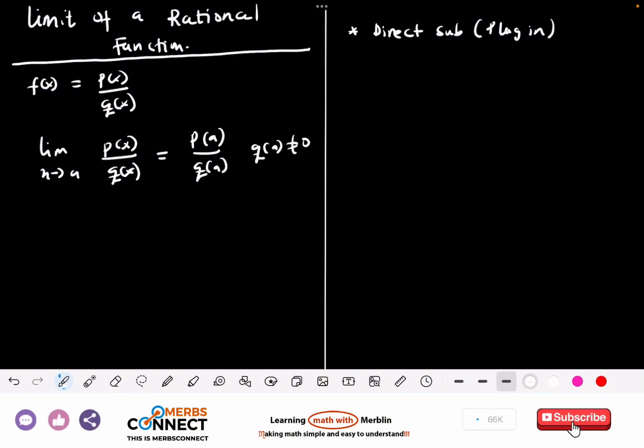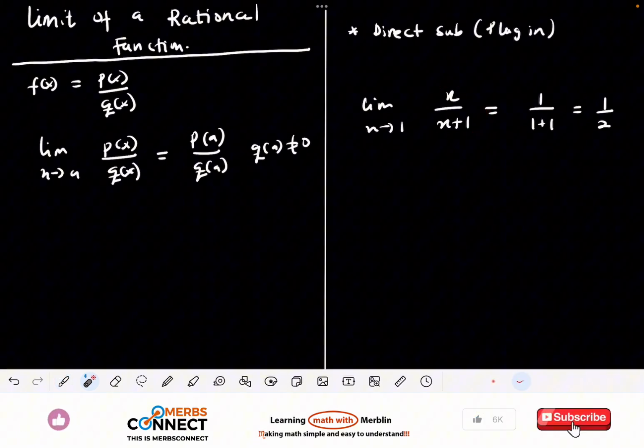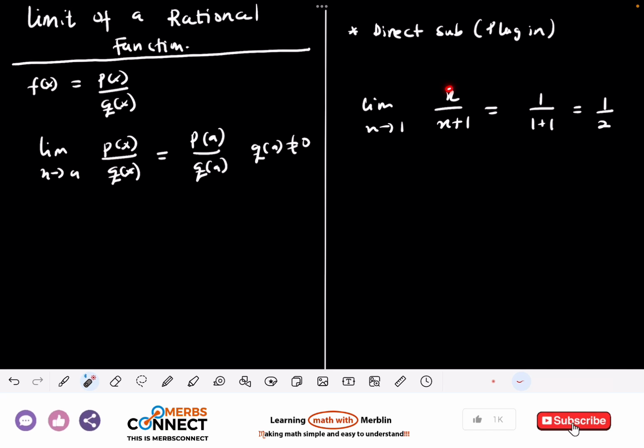For example, let's look at the limit as x approaches 1 of x divided by x plus 1. When x is approaching 1, I'll have 1 divided by 1 plus 1, which gives us 1 divided by 2. So this is a rational function, but we can also do direct substitution. Whenever you see a rational function, the first thing you need to do is direct substitution. If it works, fine, it worked for you.